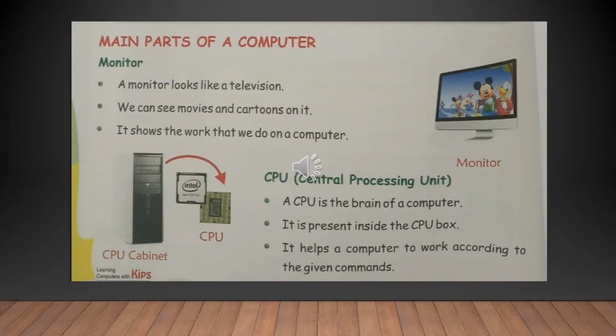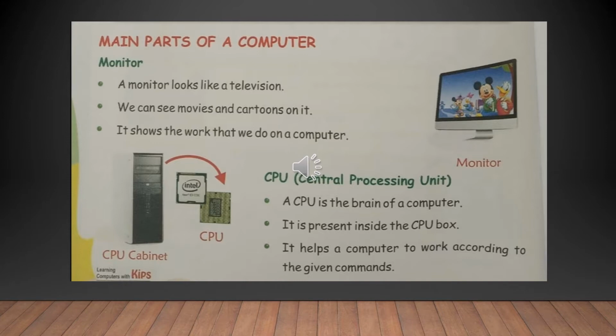Okay children, let's come to the main topic. See here, one topic is given, main parts of a computer. First is the monitor. See the left hand corner, one figure is given, that is the figure of a monitor. Number one, a monitor looks like a television. It looks like a TV screen. Second, we can see movies and cartoons on it. It is very clear that we can see movies, cartoons, any picture, or we can draw something. Third, it shows the work that we do on a computer. It gives a small review of what work you have done.